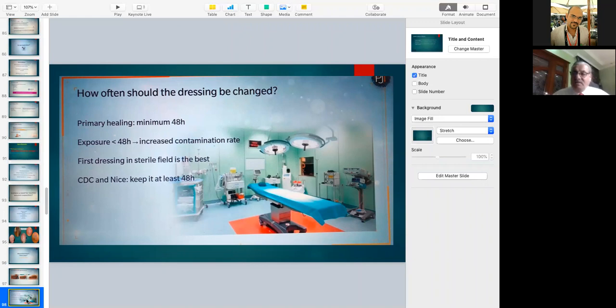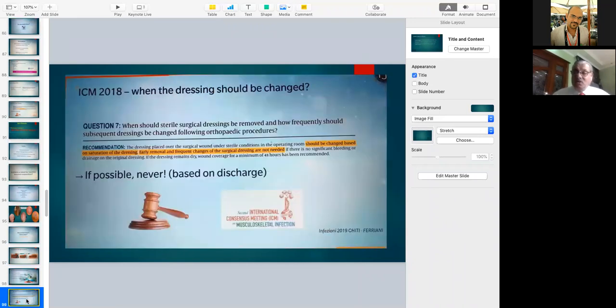And because the first dressing is in the theater, it's better to be in aseptic condition. In CDC and NICE, they keep according to the protocol for the first 48 hours, not change it. What about the international consensus meeting? This question: when should sterile surgical dressing be removed and how frequently should subsequent dressing be changed following orthopedic procedure? If possible, never, based on the discharge. If there is no discharge, it's better never to be opened.